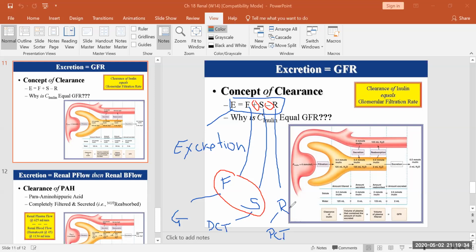Whereas reabsorption is the opposite direction. That's why you have to subtract that out. This is moving from the tubular space back into the vascular bed. This is where you reabsorb your water, your nutrients, your electrolytes, right? All of that is performed by the proximal convoluted tubule.